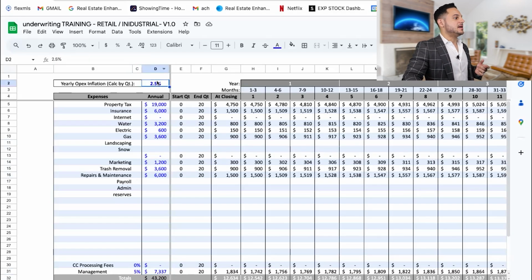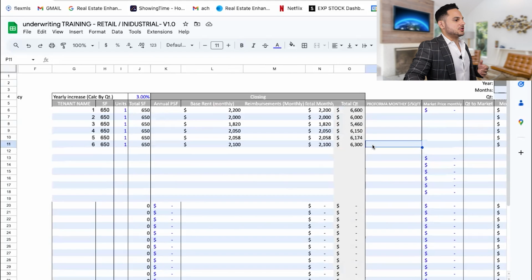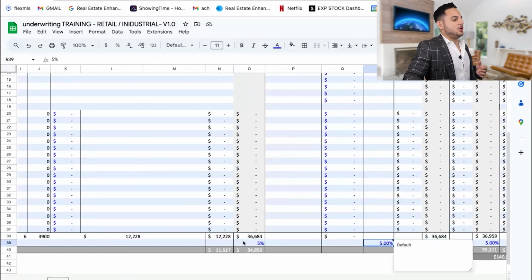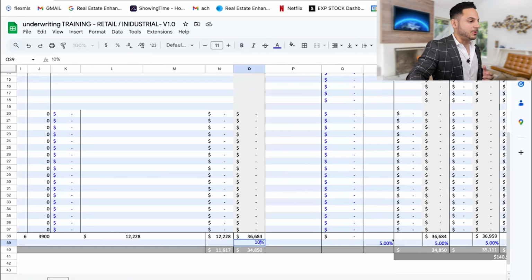I'm also saying my inflation is going to be up at least 2.5%. I mean, it looks like America's much more north than that anyways. And then the other thing you're also going to want to pay attention to on the income part here is that I have 5% for vacancy. I might want to actually get to 10% here.